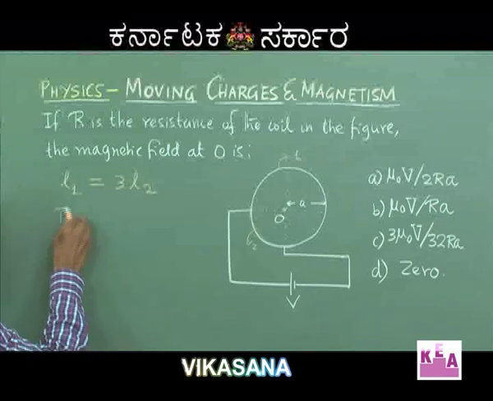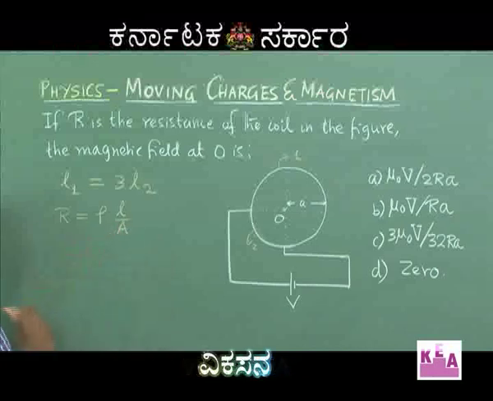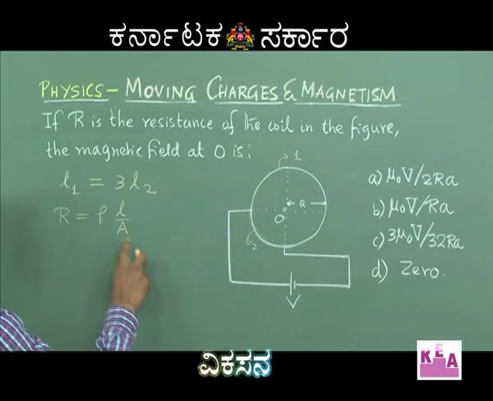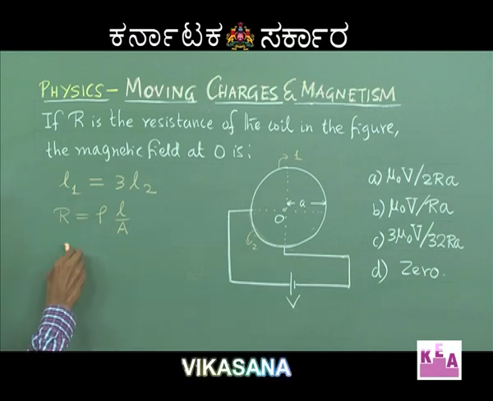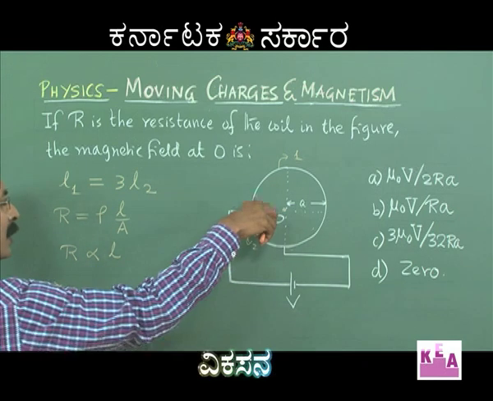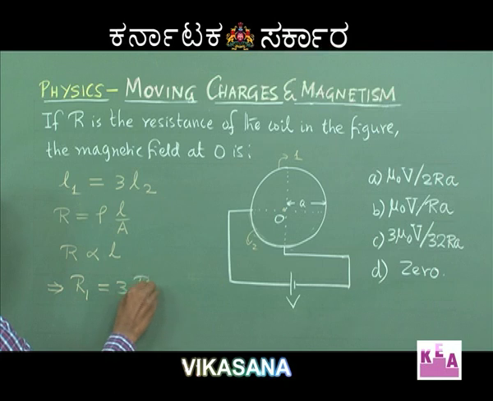Now, we know that resistance R is equal to resistivity into length divided by area. That is made of the same wire, therefore resistivity is same. That is a uniform wire, therefore area of cross section is same, therefore resistance is proportional to length. That implies the resistance of the first part should be equal to 3 times the resistance of the second part.